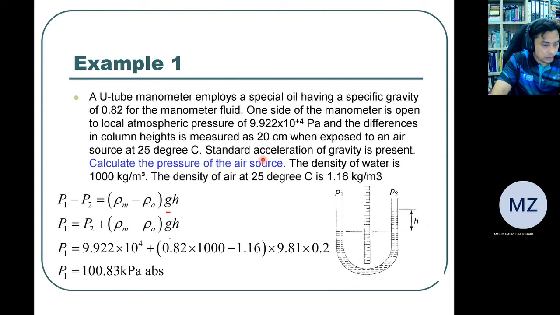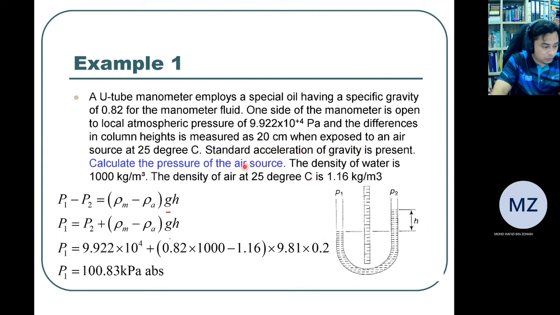The difference is 20 cm when exposed to the air. So for this case, P2 is here. This one is open to the air and atmospheric pressure. It doesn't mention it here, but I think P2 is actually open to atmospheric pressure. So P1 is the pressure coming in, which is larger than this one here. So then we put in all the values.